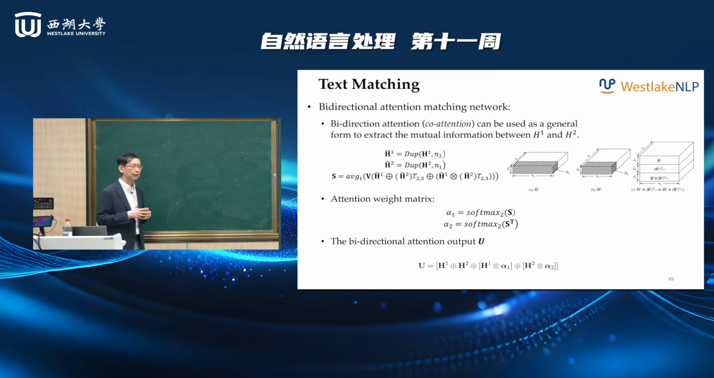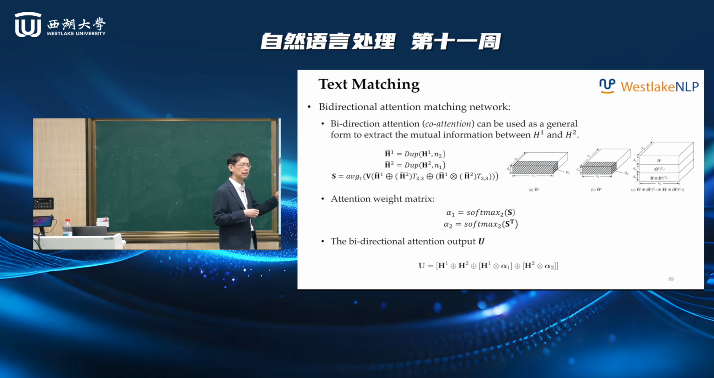So my idea is, if I duplicate this H1, okay, n2 times, I get a tensor. The tensor has depth dh, the hidden size, and its number of columns is n1. The original is dh times n1, so this is H1, right? But I duplicated it n2 times.